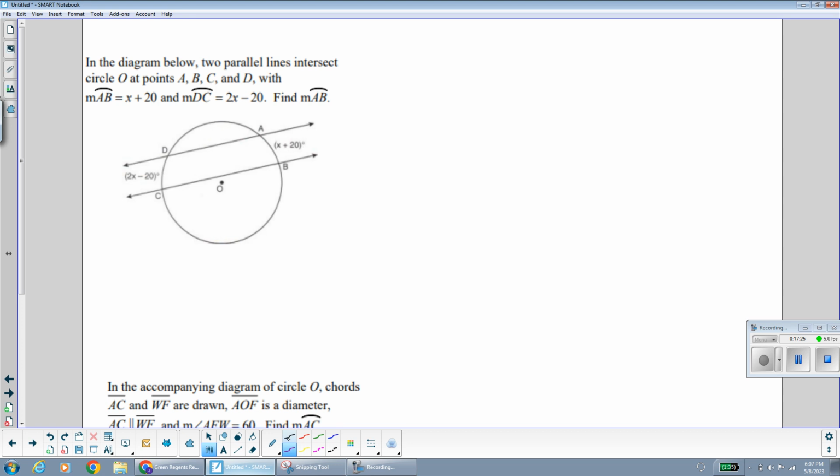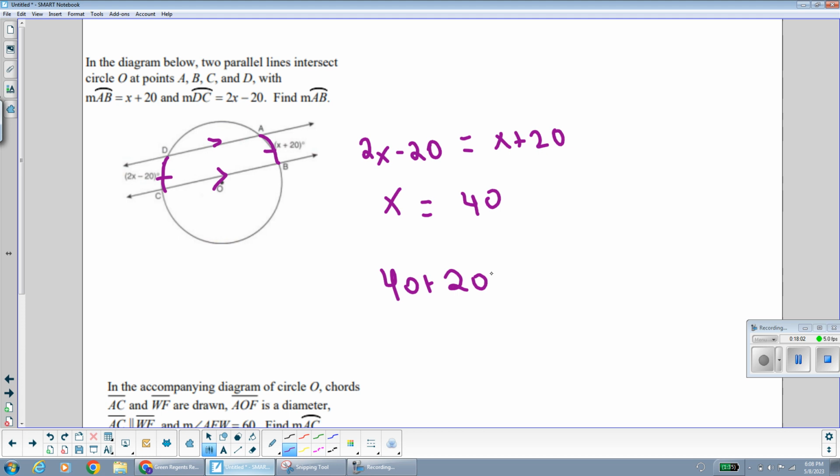The last theorem I want to talk about in this video is how when you have two parallel chords in a circle, the arcs between them have to be congruent. So if I know that these chords are parallel, I know the arcs in between them need to be equal to each other. So I can make the equation 2x minus 20 is equal to x plus 20. That would be x is equal to 40. And then to find AB, I can just plug in. That would be 40 plus 20 equals 60 degrees for arc AB.